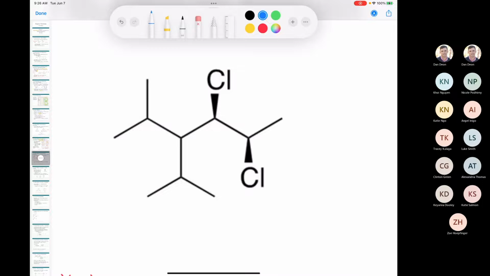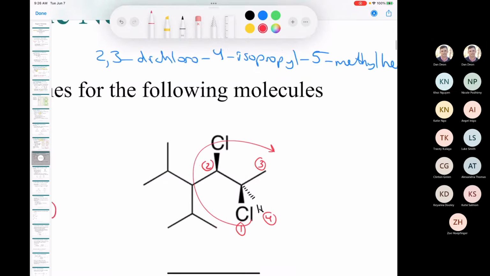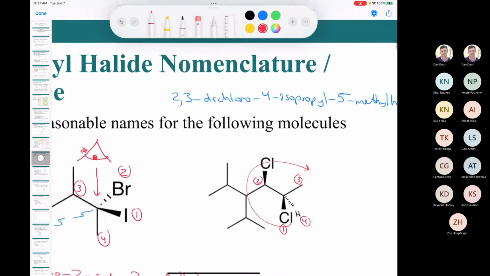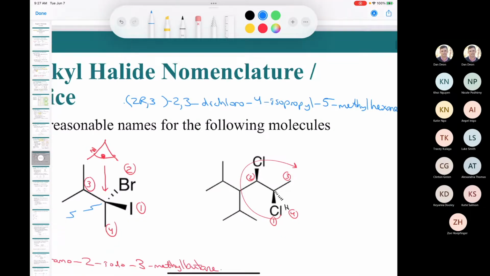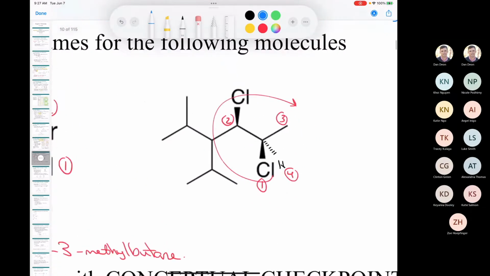So this one here, we've got our hydrogen going in the back. That's good. The hydrogen is lowest priority. The chlorine is first priority. This is second. This is third. We go from 1 to 2 to 3. So it's 2R. Scribble that in here. So we've got 2R and then 3 something. So there we go. Now let's figure out the stereochemical configuration of the third carbon.